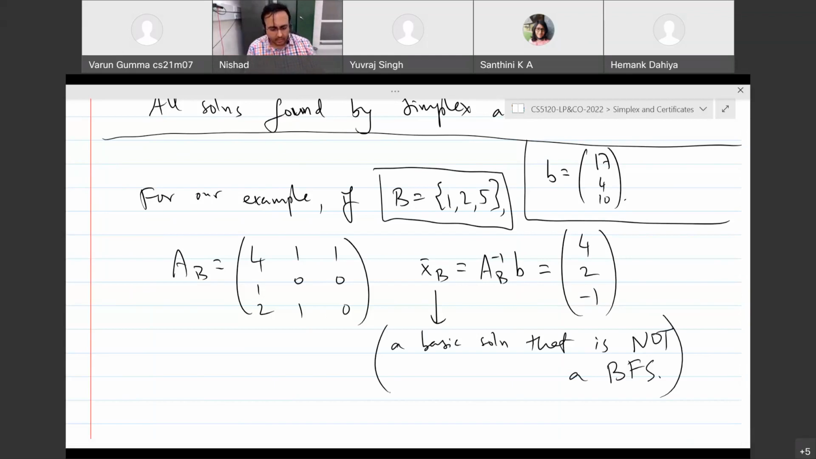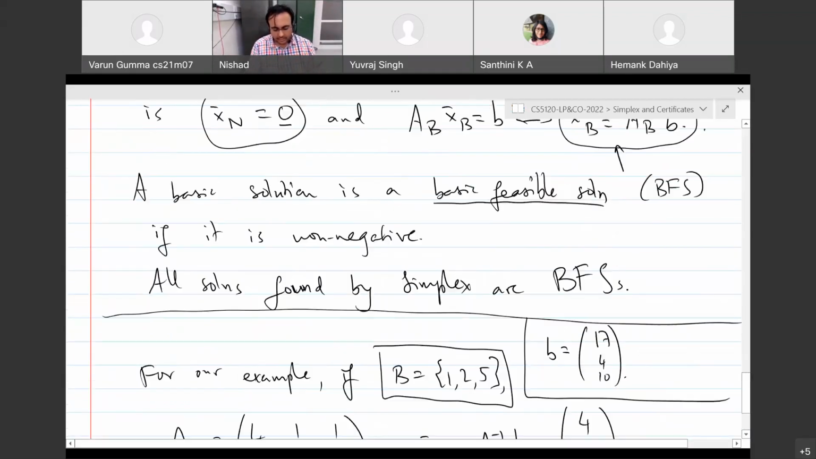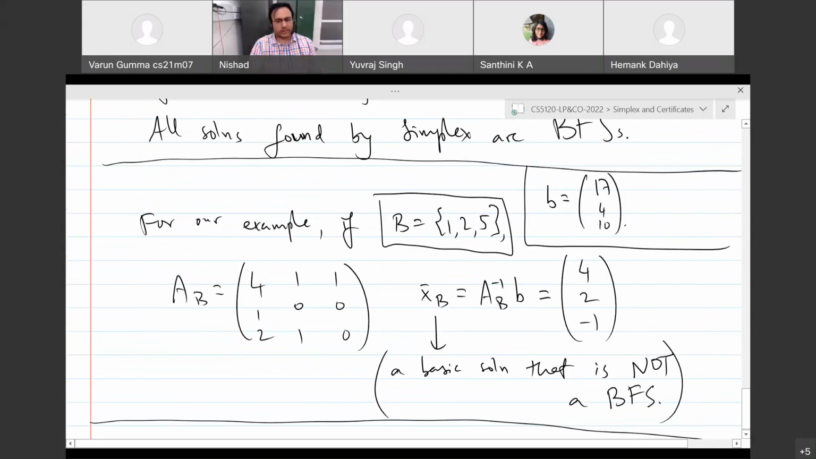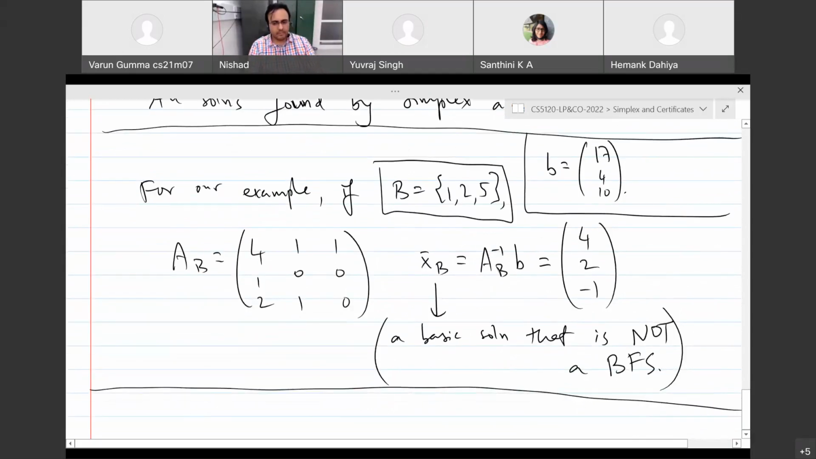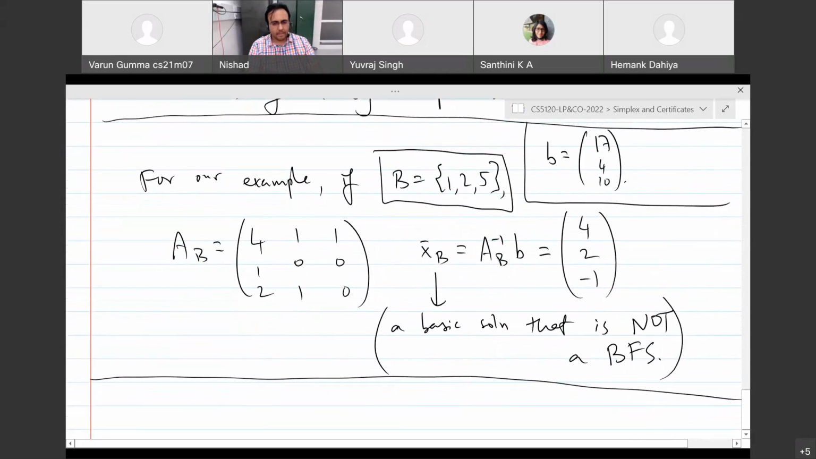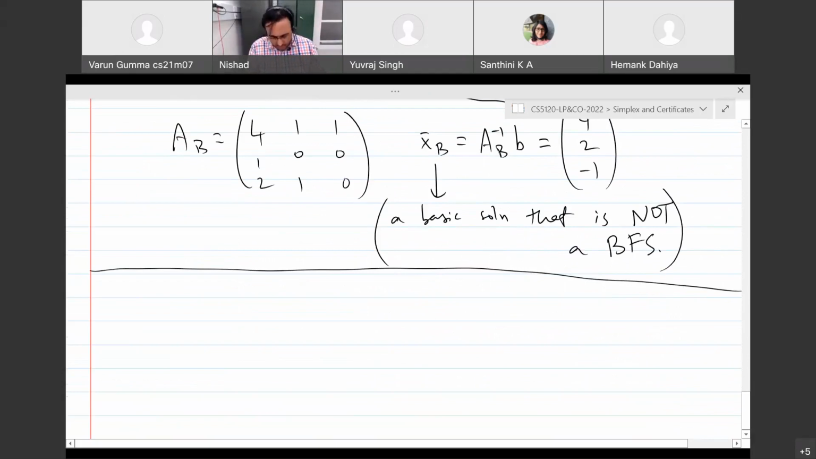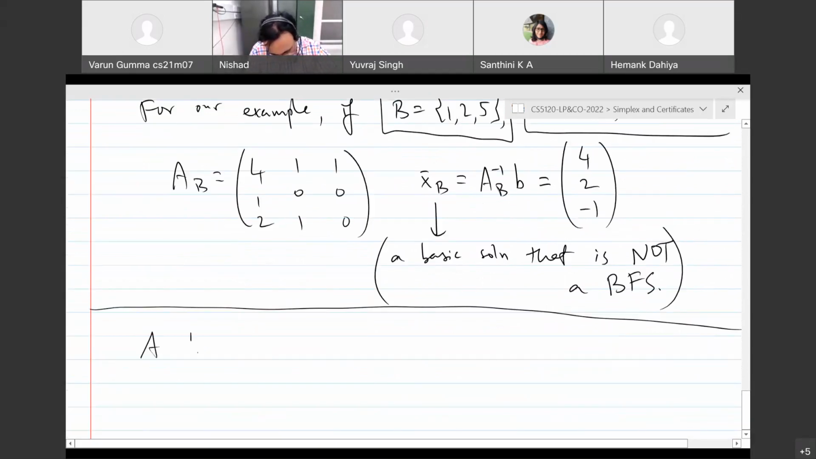So this is a basic solution that is not a basic feasible solution. These are not the ones we want, but I just want to make it clear that not every basic solution is feasible. The non-negativity constraint is important. Are there any questions or concerns at this point? Furthermore, we will say that a basis is feasible if it is associated with a basic feasible solution.